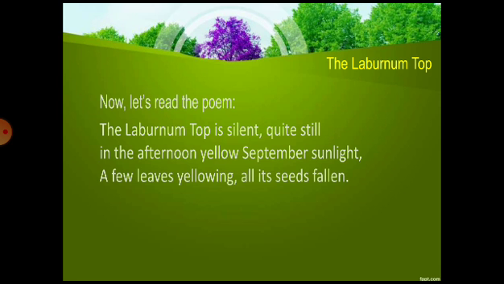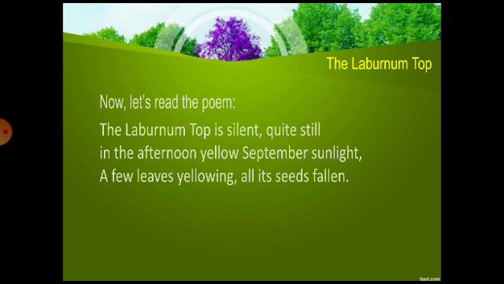In the given lines, the poet describes a laburnum tree whose leaves are yellow. The tree's top is still and silent in the daytime of the month of September. There's no activity there. It is autumn season and all the seeds of the tree have fallen.